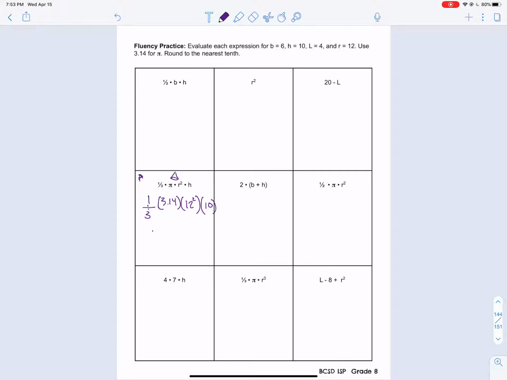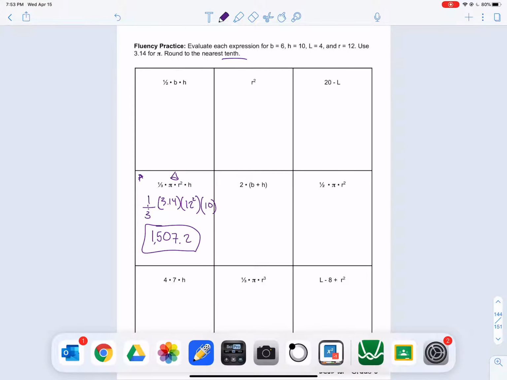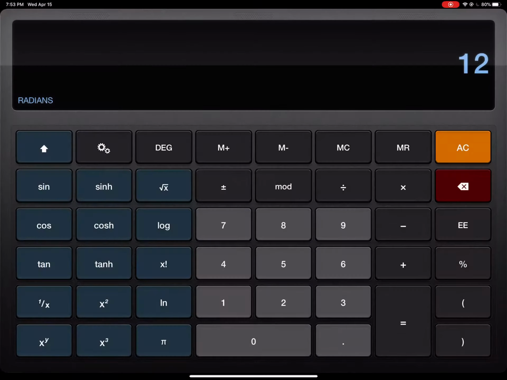So we get 1,507.2. And it says to round to the nearest tenth. Okay, so if you want me to show you again how that looks, 3.14 times 12 times 12 times 10, okay, and then divide by 3. Okay, so that's how we get that.